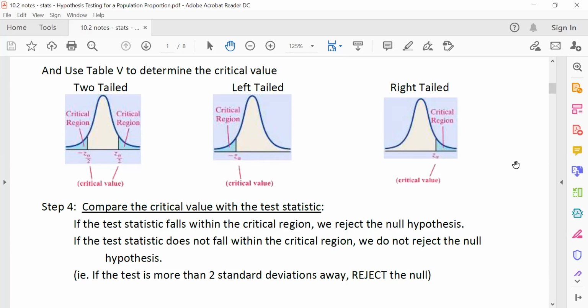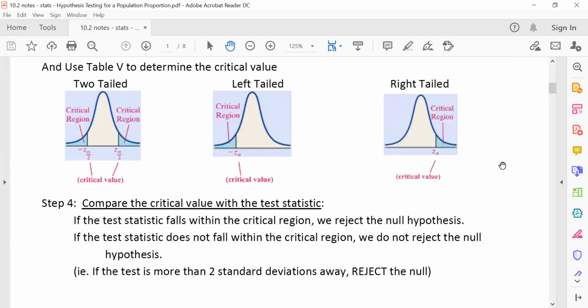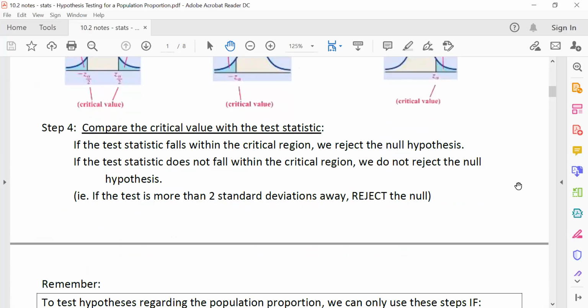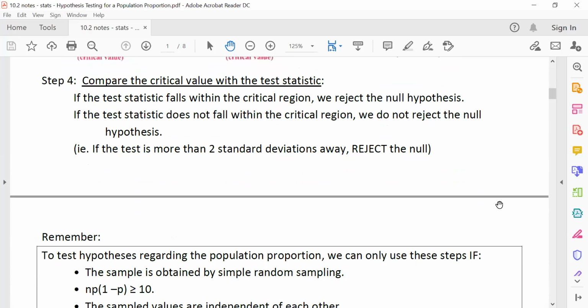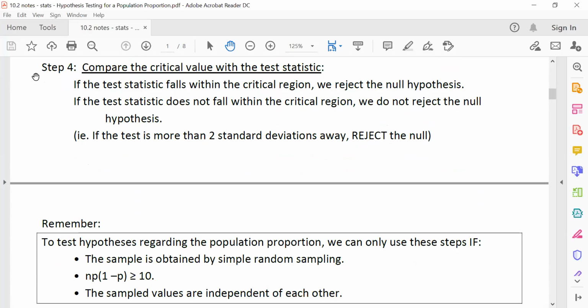We will work several examples of this. I know this looks confusing at the get-go, but I will show you some very explicit examples of this stuff. So if your test statistic that you calculate falls within the critical region, we will reject the null hypothesis. If it does not fall within the critical region, we will not reject the null hypothesis.